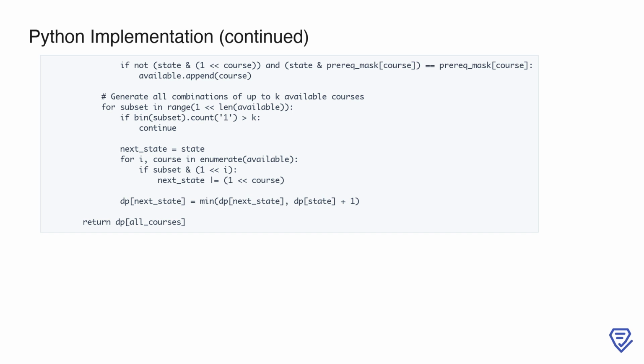At the end of the loop, the result is stored in DP[all_courses], which represents the minimum number of semesters required to complete all courses. This value is returned as the final result.